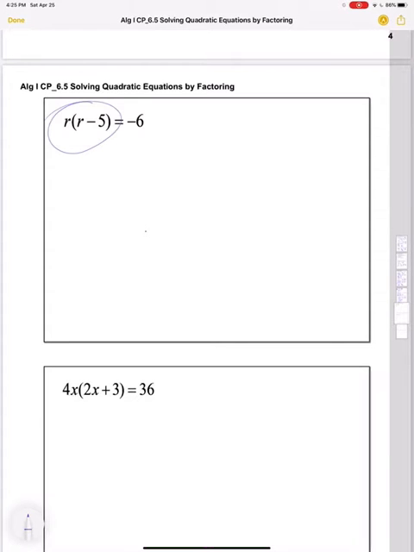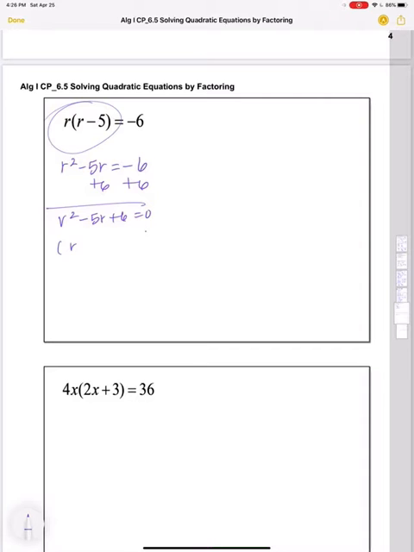This is being multiplied. So what you need to do first is multiply that r so that it's r squared minus 5r equals negative 6. Now you can add the 6 over to the side. So you have r squared minus 5r plus 6 equals 0. And then you can go from there and solve it.